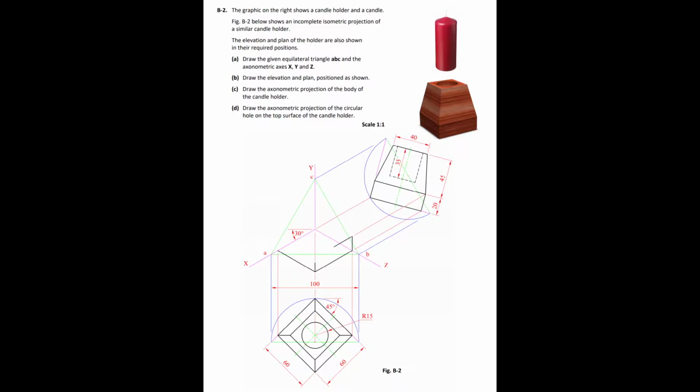Part A, draw the given equilateral triangle ABC and the axonometric axis X, Y, and Z. Part B, draw the elevation and plan positioned as shown. Part C, draw the axonometric projection of the body of the candle holder. And Part D, draw the axonometric projection of the cylinder hole, the circular hole on the top surface of the candle holder. So now, having a look at our question page, we are going to set up the question as it's given in the question.